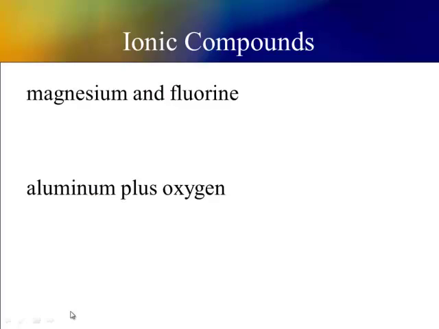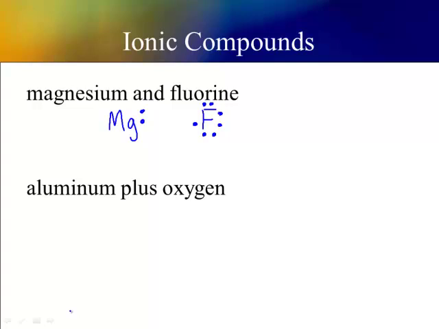Look at 2 more examples. Draw an atom of magnesium and an atom of fluorine. Magnesium needs to give away 2 electrons. A fluorine atom can only gain 1 electron. So what happens to form the compound magnesium fluoride?